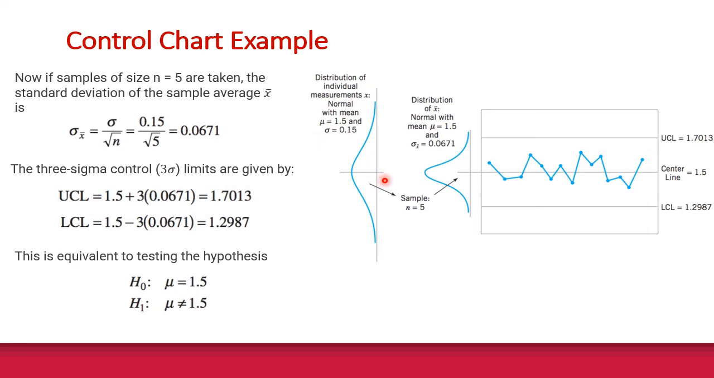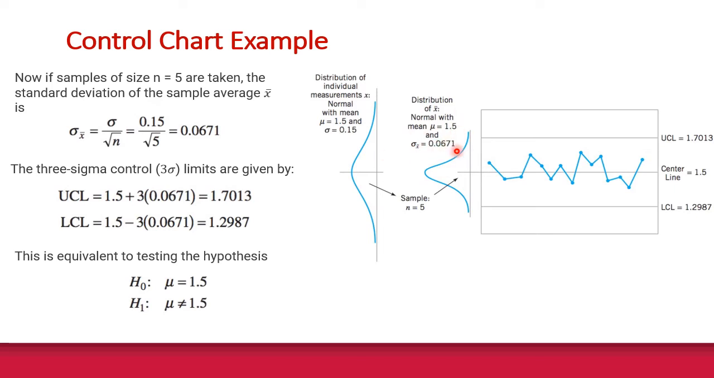Now let's take a sample of this. Let's say we're manufacturing 1,000 dumbbells a day, and our population has a mean of 1.5 pounds and a variance of 0.15 pounds. And every hour on the hour, we take 5 dumbbells off the production line, and we weigh them, we measure them, and we determine that the sample mean is 1.5, and the sample variance is 0.0671.